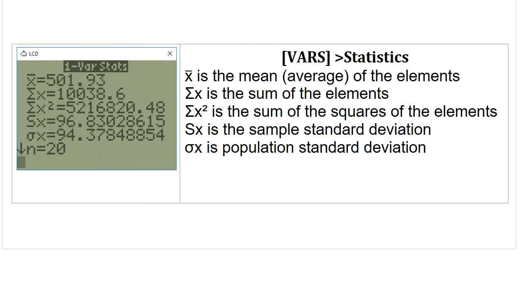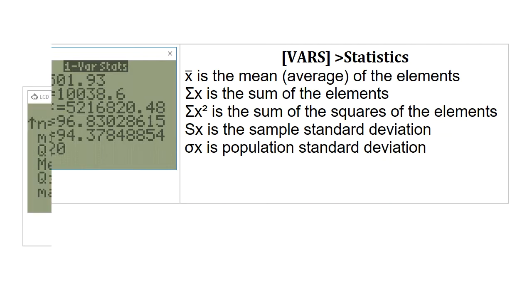Now I want to talk to you about what all these things mean that are displaying on your screen. So in the one variable statistics screen, first we have the sample mean, 501.93. Then we have the sum of all the elements, the sum of the squares of the elements, and the fourth item here, Sx, is the sample standard deviation. And notice what we have here is a Greek letter. This is sigma x, and this is the population standard deviation. n is the number of points in our sample. See this little down arrow? If you click on it, you get to the next screen, or the lower part of the screen more accurately.